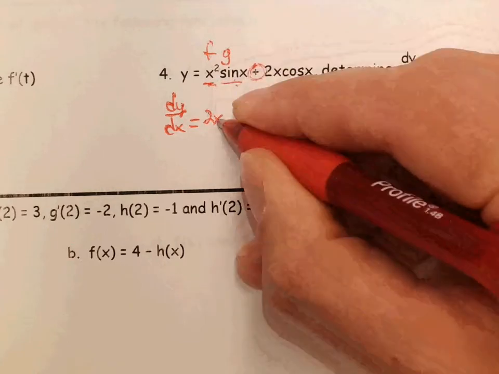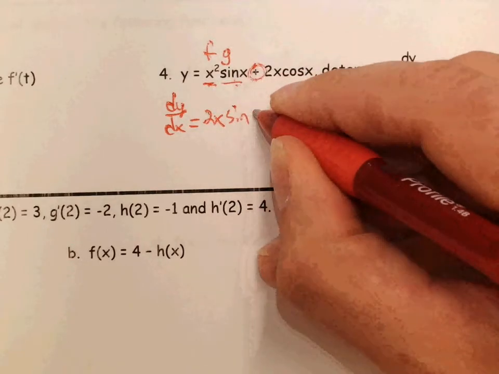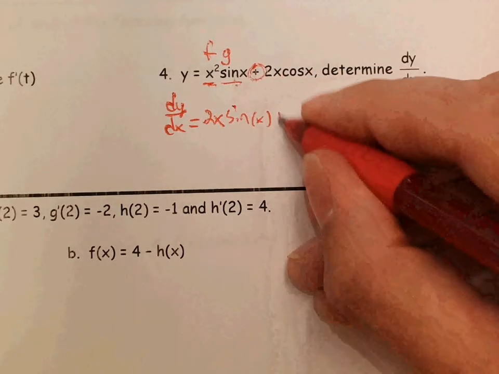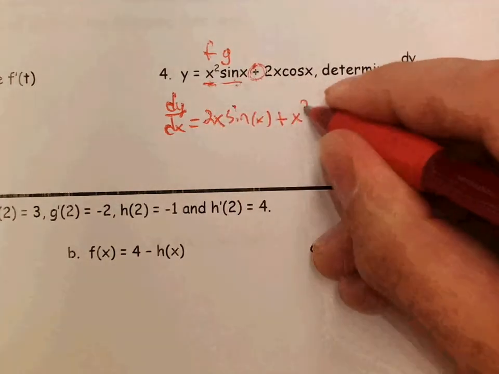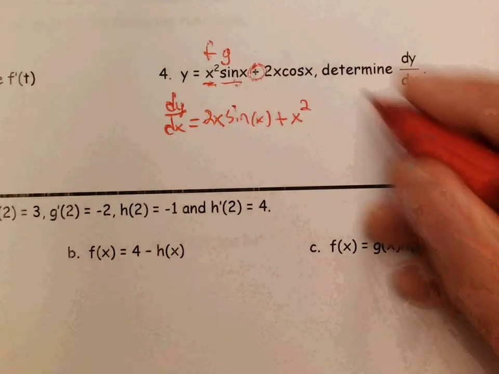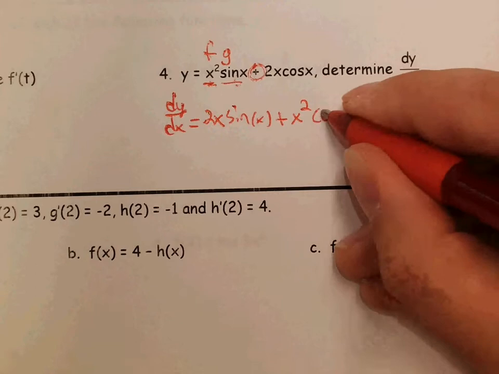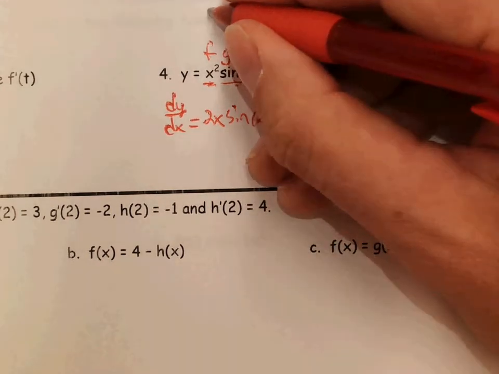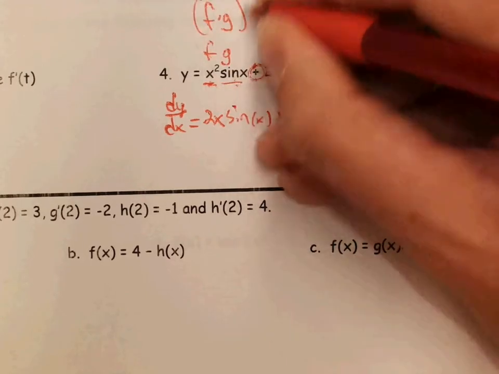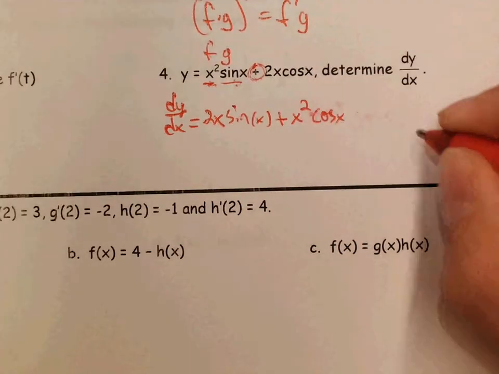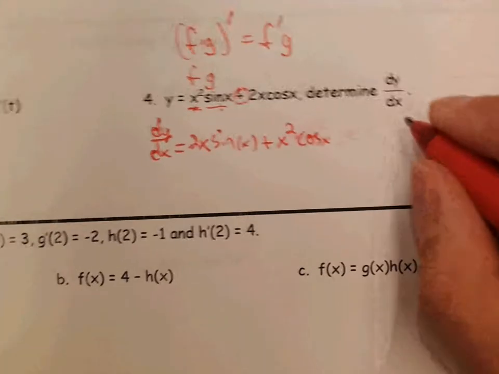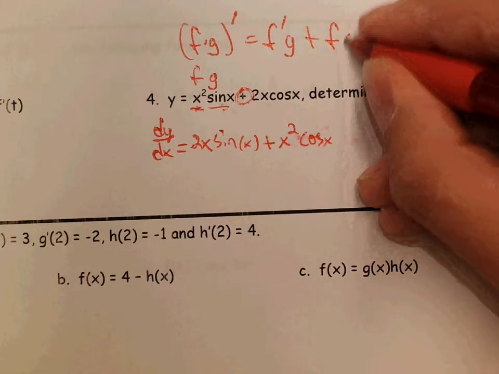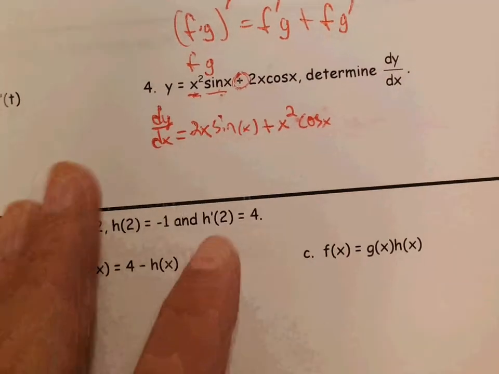The derivative of the first one times the second, we don't do the derivative there, plus we leave the first one alone and do the derivative of the second. The derivative of sine of x is cosine of x. So you do need to know your product rule, that if you have f times g, the derivative of that is the derivative of the first times the second, plus leave the first one alone and do the derivative of the second. This is the product rule that we should know.